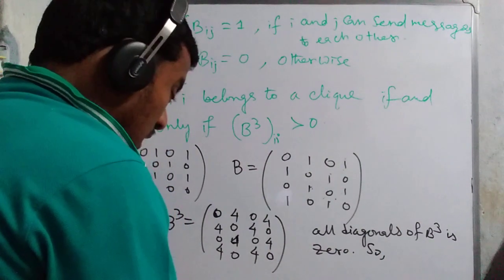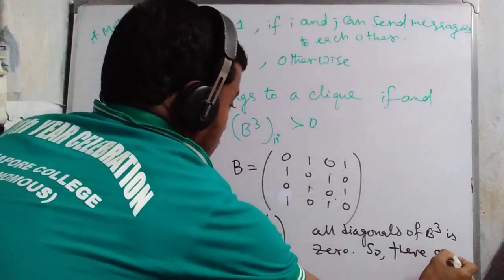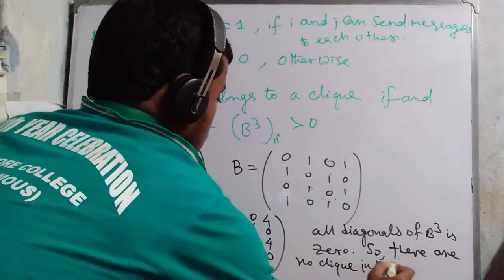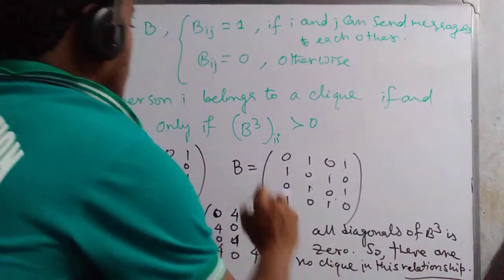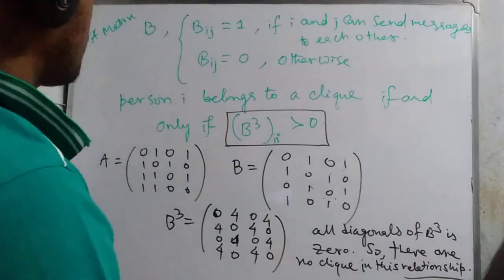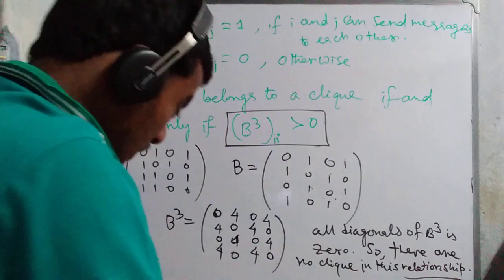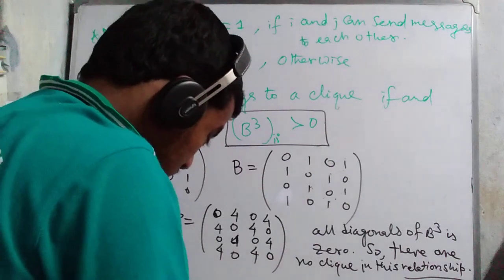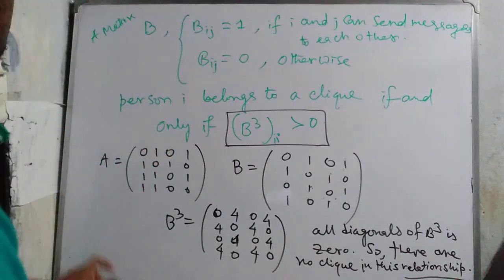So there are no cliques in this relationship. Understood? That means if the diagonal of PQ is greater than 0, then this is done, but here it is not. In this way, we are also going to discuss dominance relation. So it is that portion now.